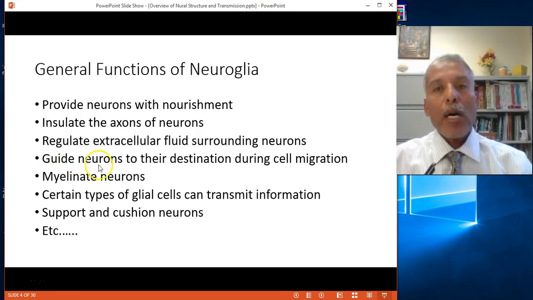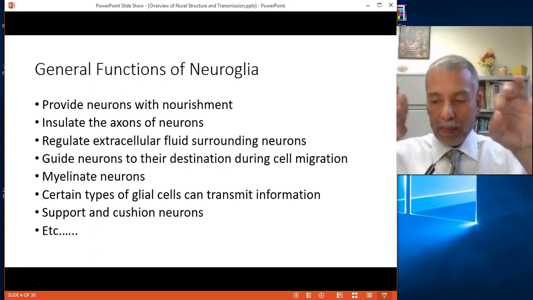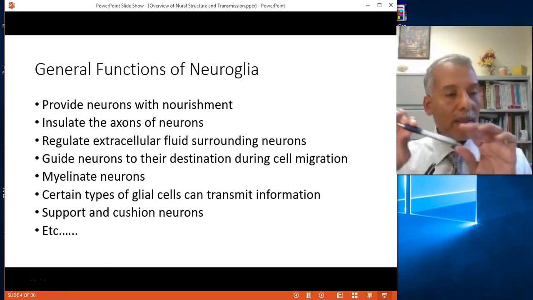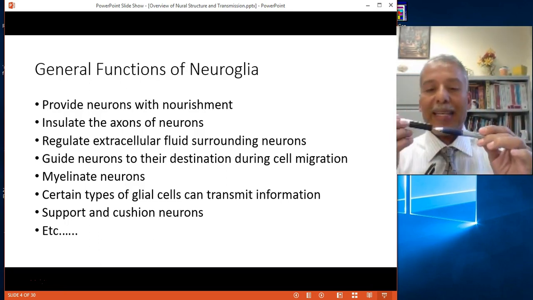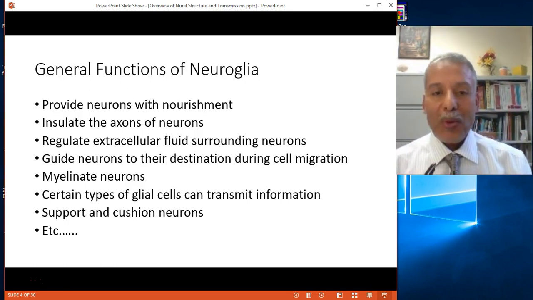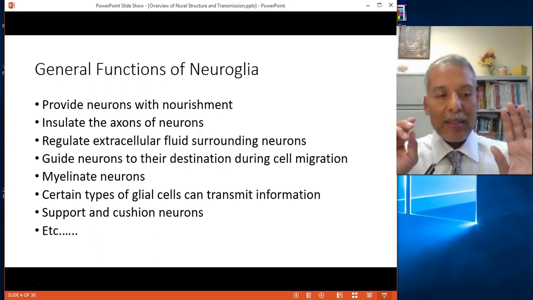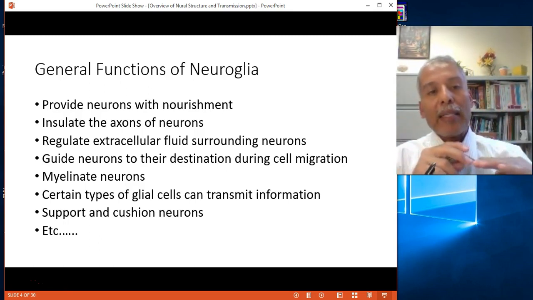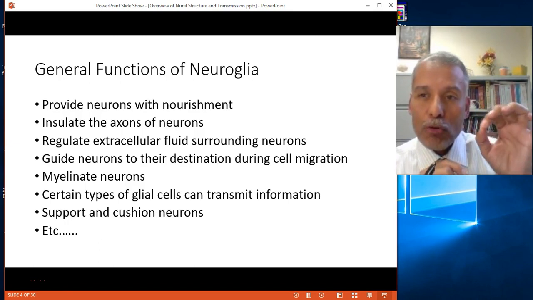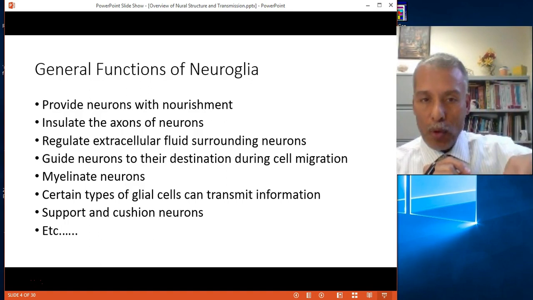So some kinds of neuroglia, they form little cylinders. Imagine this is a cylinder, for example, and you get it and connect it with another, and you make a long tube, you make a hose. So this kind of neuroglia makes these hoses, and they are used to guide brain cells, newly born brain cells, from the place that they are born.